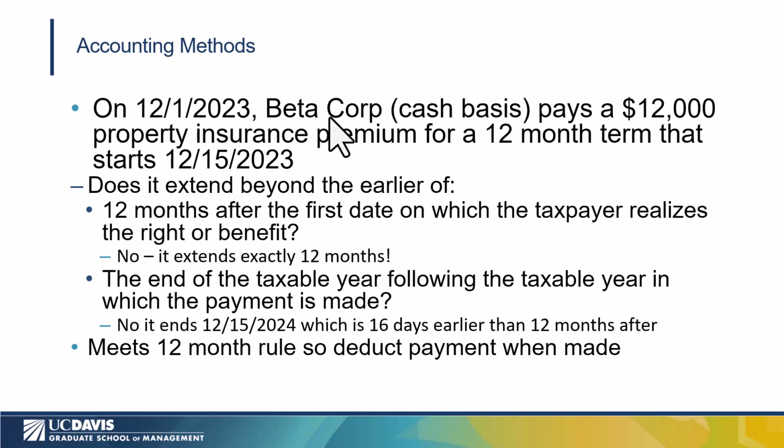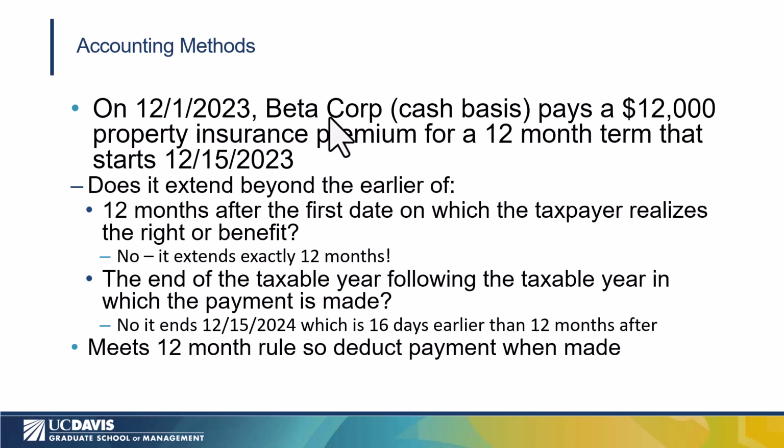All right, so on December 1 of 2023, Beta Corp, which is a cash basis corporation, pays a $12,000 property insurance premium with a 12-month term that starts on 12/15/2023. So normally we'd say, okay, kind of under the typical rule where the benefit period extends beyond the end of the tax year, which this one clearly does, right? The bulk of the benefit period is after the end of 2023. We'd say, oh, well, I guess I got to prepay that and then amortize it over the life of the contract. However, let's try to apply the 12-month rule.